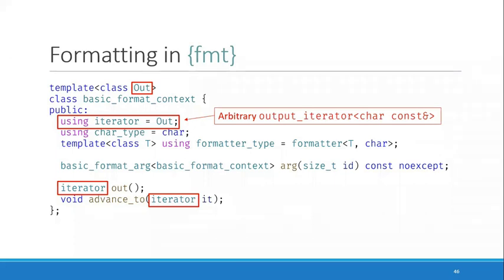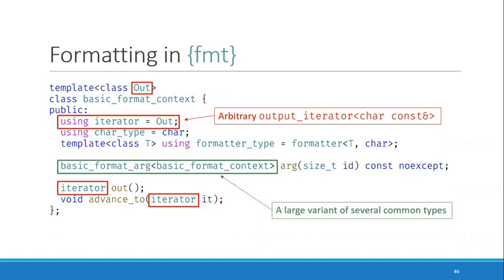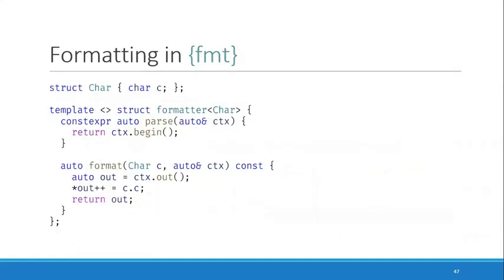So what we have is out, which gives us the output iterator. We have advance_to, which informs the context that we've written something into this output iterator and to adjust its own internal state, which we'll see in a minute. And we have this arg function to get access to other arguments other than the one that we're currently formatting. So basic_format_args here is basically a variant of a bunch of types, and we'll see that in more detail later also. But the important thing to keep in mind is this variant is templated on the context, which is also templated on the iterator. So that'll play an important role later.